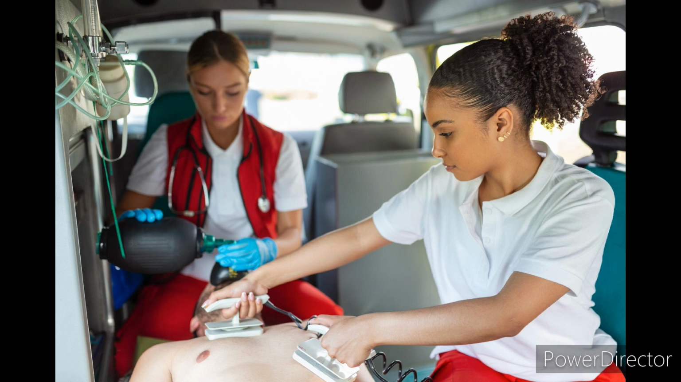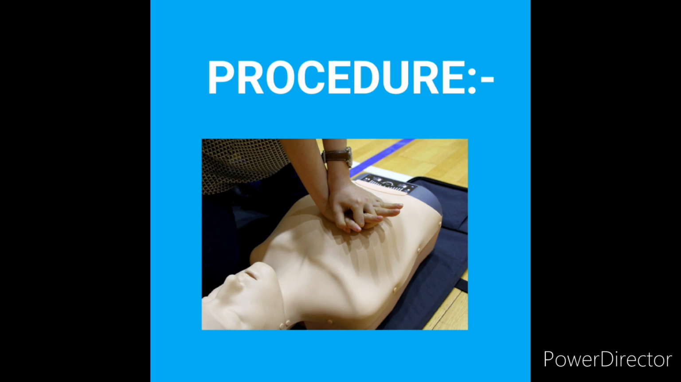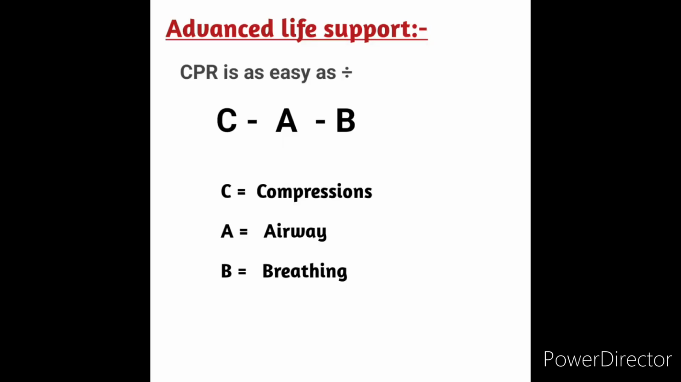Next, move on to the CPR procedure. The CPR procedure is as easy as CAB. Compressions means chest compressions, airway and breathing. CAB: C compressions, A airway, B breathing. These three are a must and we have to follow them. Now we will do CAB step by step.